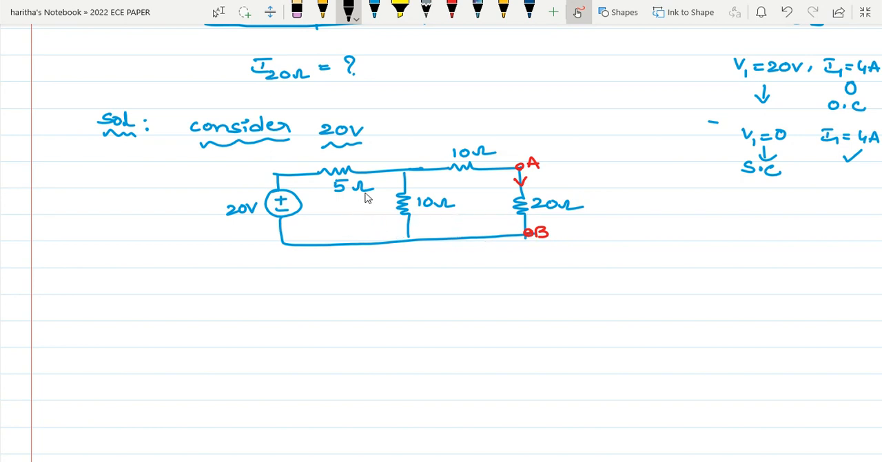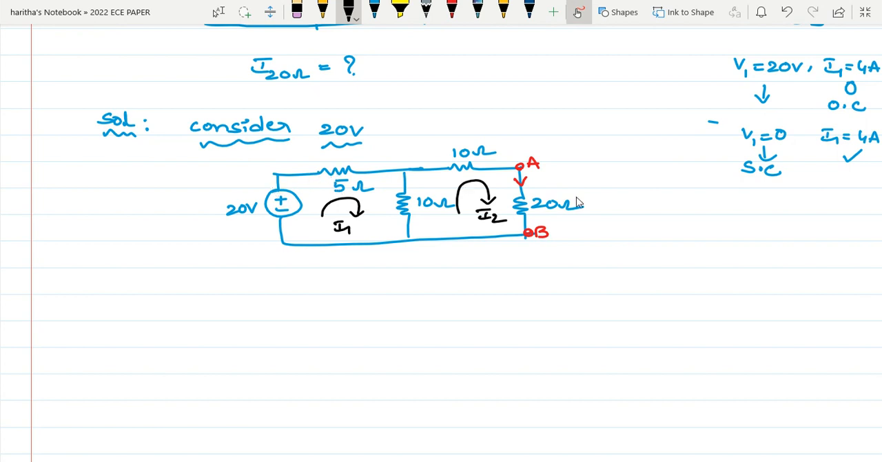You have two loops. You can use mesh analysis by writing mesh equations. You will get the currents. Then you can find out the current passing through 20. Or else you can use the current division rule. Whichever method is easy for you, you can go for it. So I will go with mesh analysis. So I'm taking the current directions. This is I1 and this is I2.